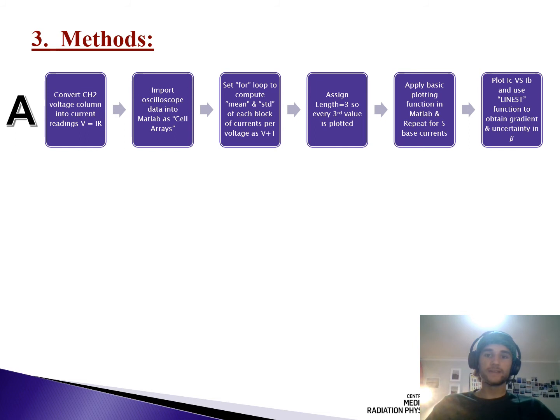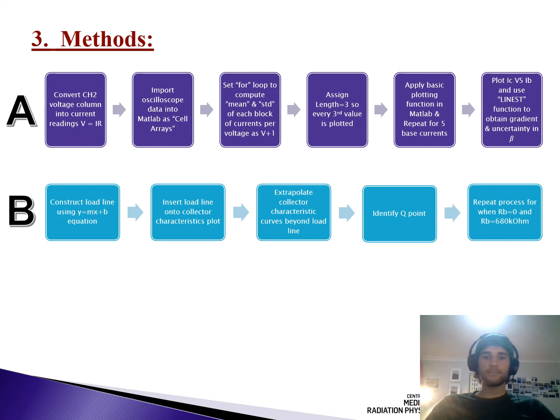IC was then plotted against the base current and the resulting gradient was used to determine the current gain of the BJT. The associated uncertainty was obtained using the built-in LINEST function in Excel. In part B of the experiment, a load line was constructed by inputting a linear line connecting points on the axes where IC equals 0 and VCE equals 0. This line was constructed on the collector characteristic plot, allowing the points of intersection to be visualized and the Q point to be identified. For lower base currents, the collector characteristics were extrapolated beyond the load line.